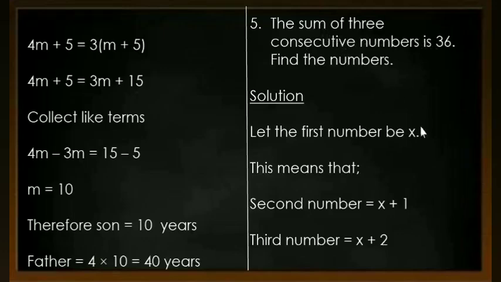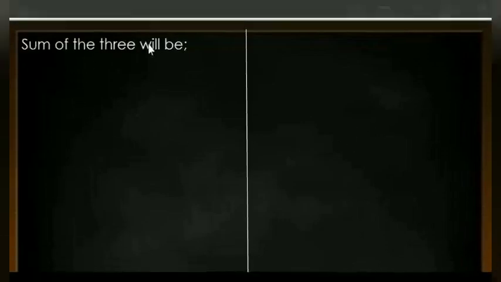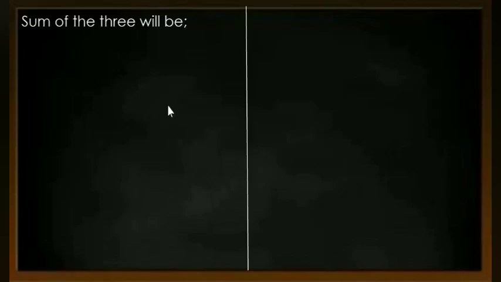This simply means that by the time we add the first consecutive number with the second consecutive number with the third consecutive number, we should have 36. Alright, so the sum of the three will be x plus 1 plus x plus 2 equals 36.